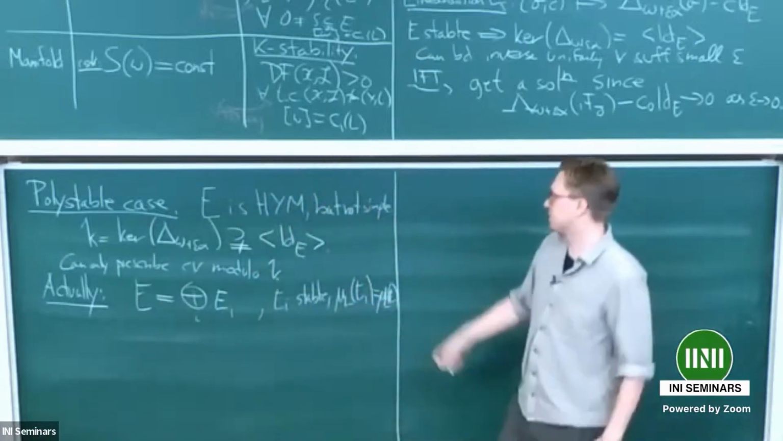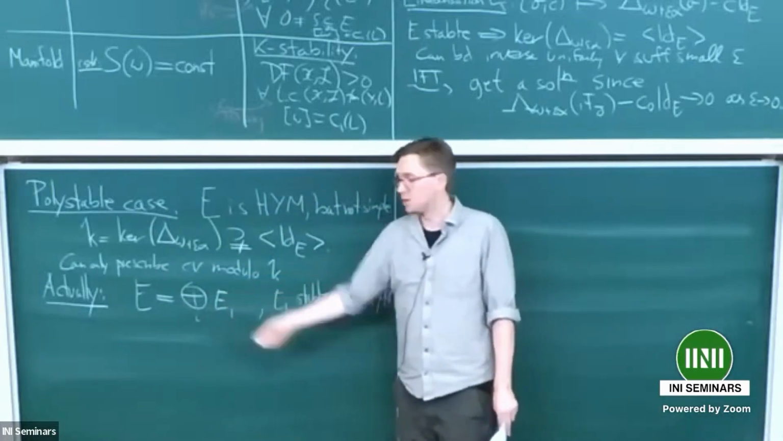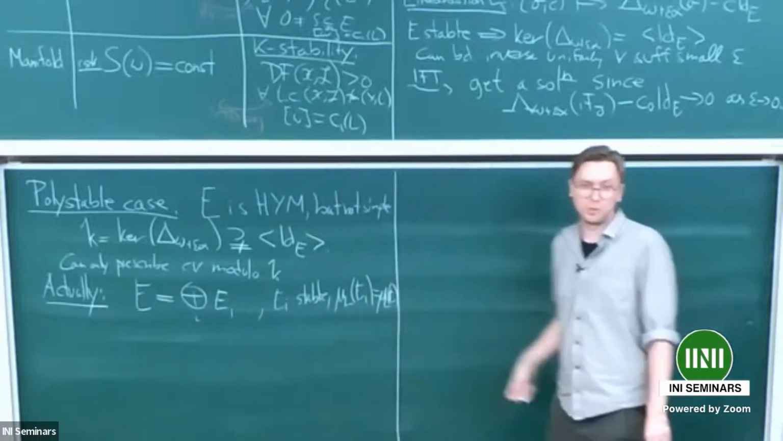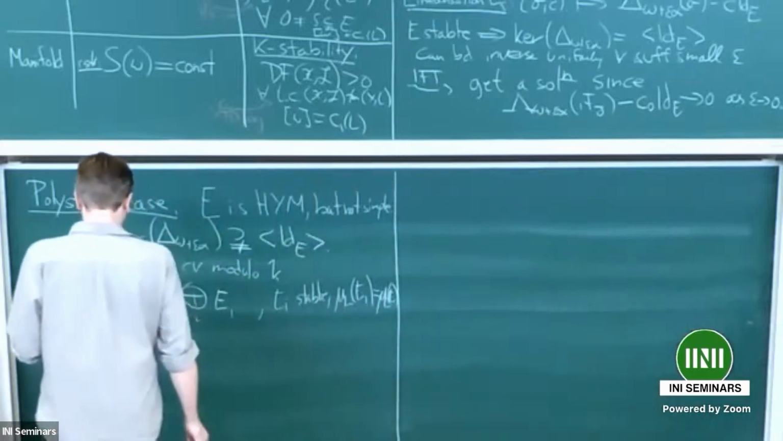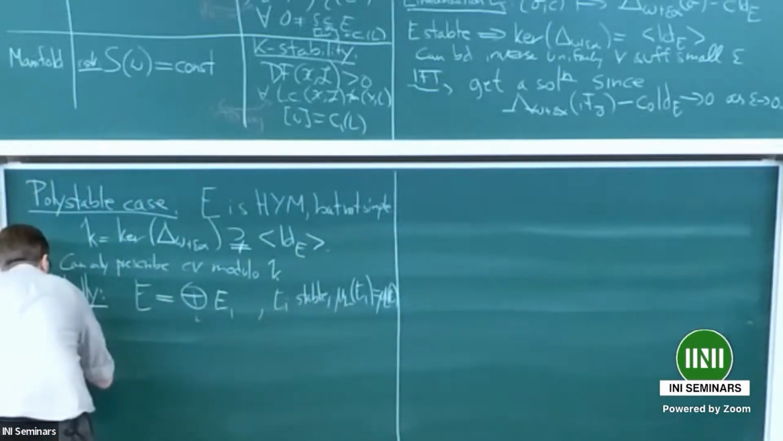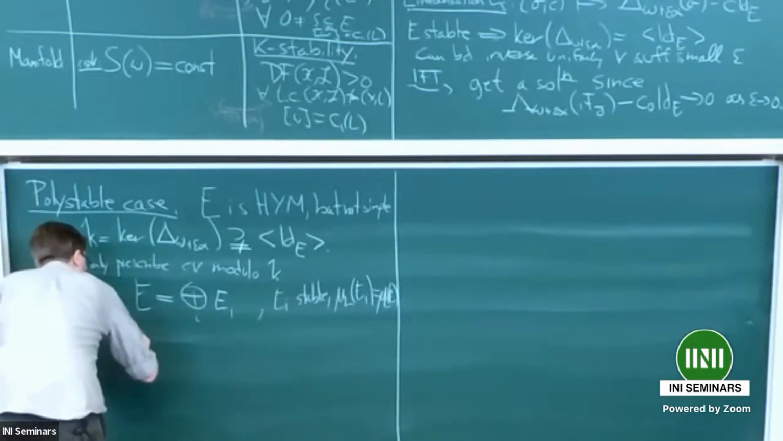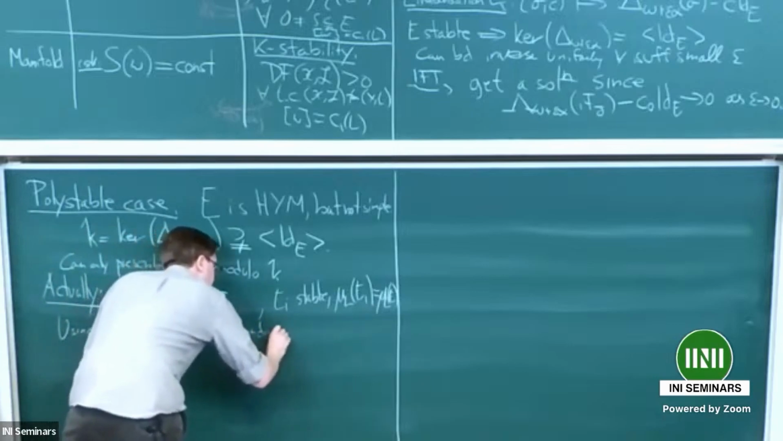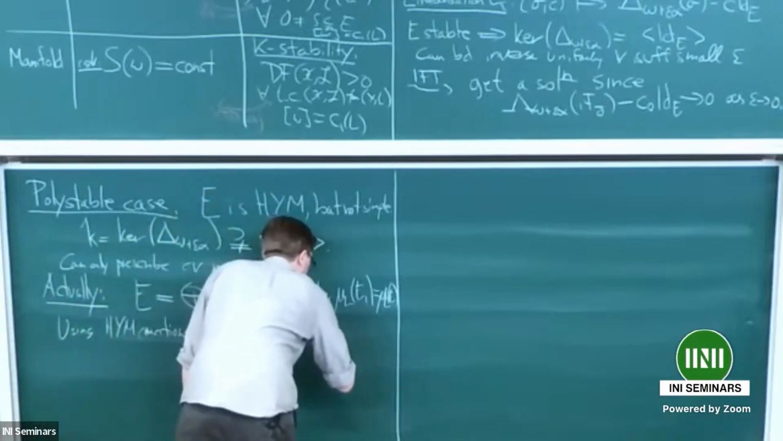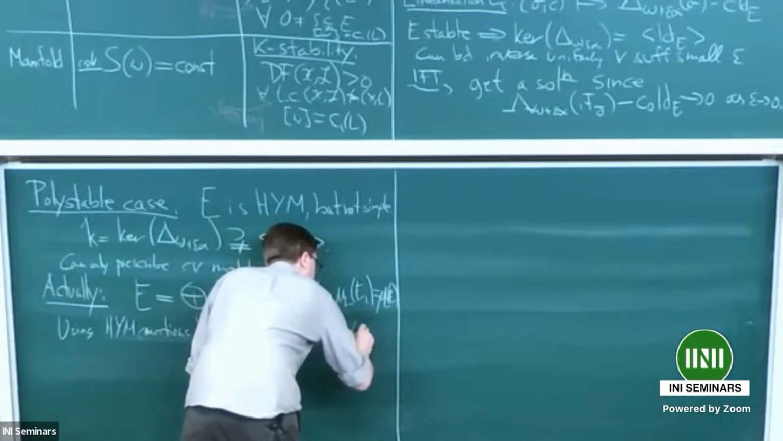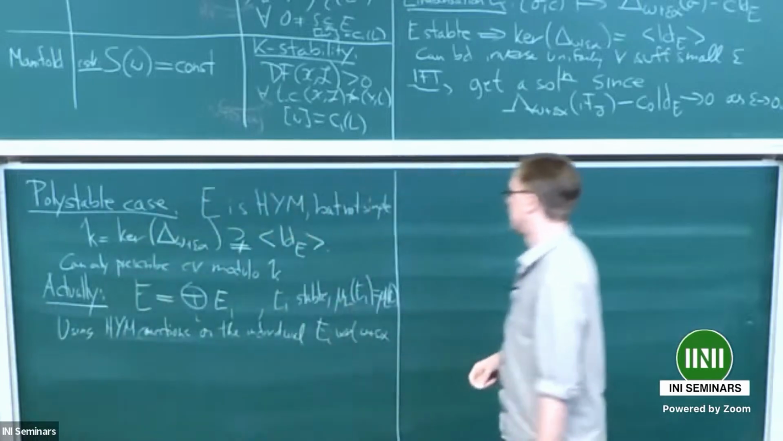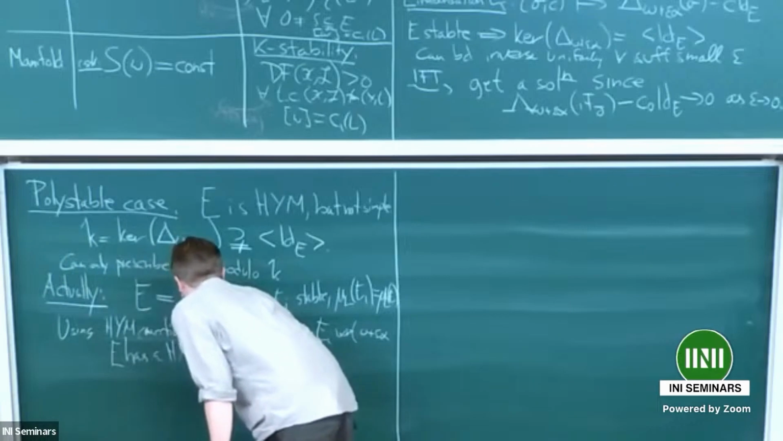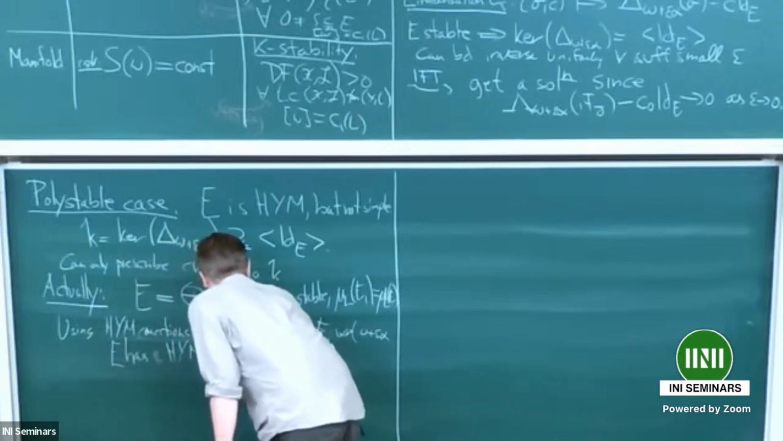So that means that on each of these pieces, we can produce a Hermitian-Yang-Mills connection. And that is Hermitian-Yang-Mills precisely if all of the slopes of these remain equal when we go to the new polarization. So, using the Hermitian-Yang-Mills connections on the individual E_i, with respect to omega plus epsilon alpha, we see that this has a Hermitian-Yang-Mills connection if and only if the slopes remain the same.